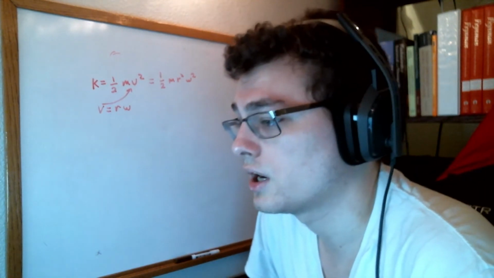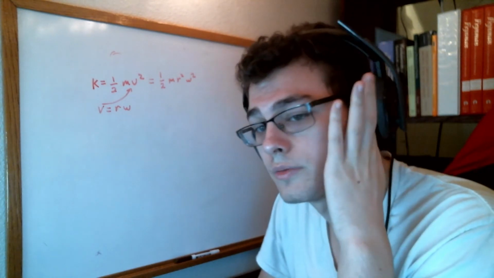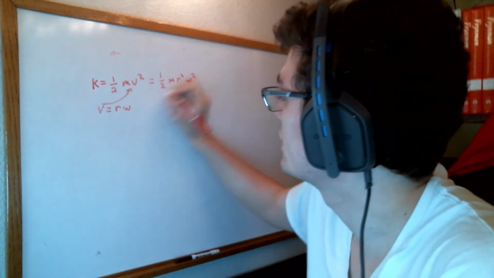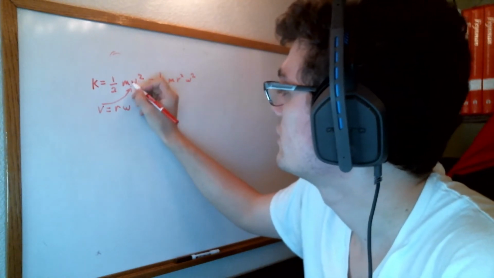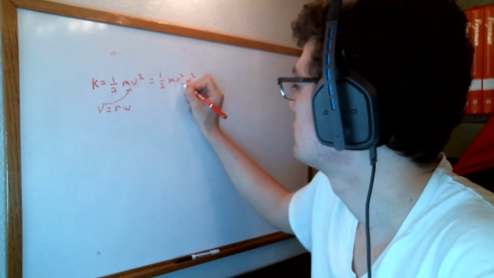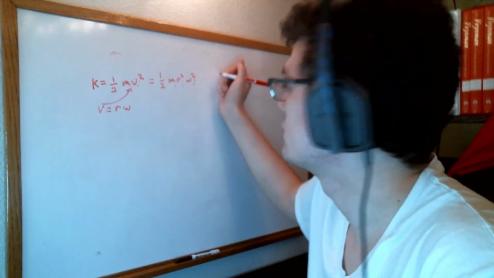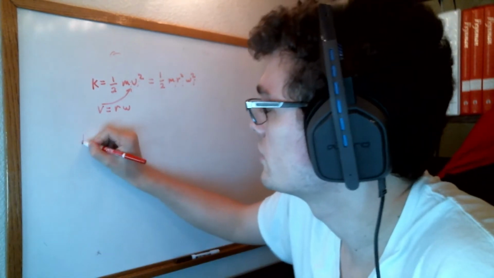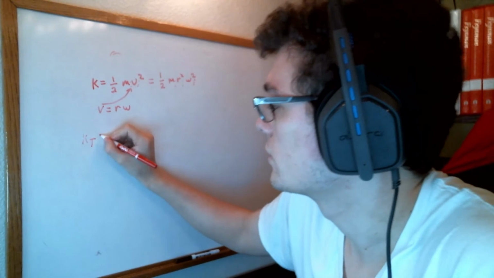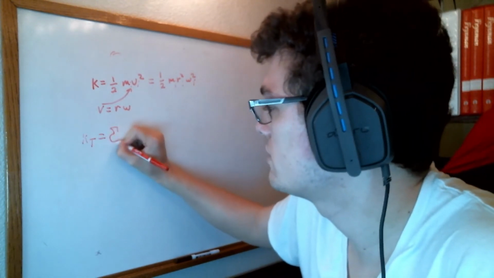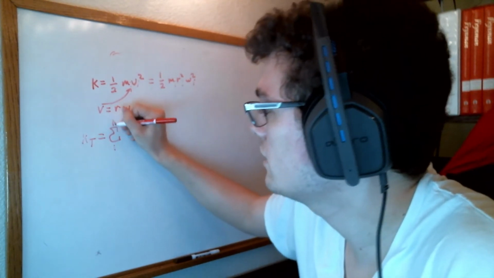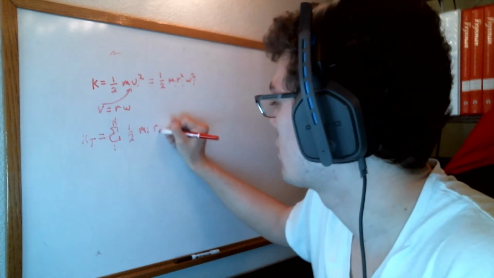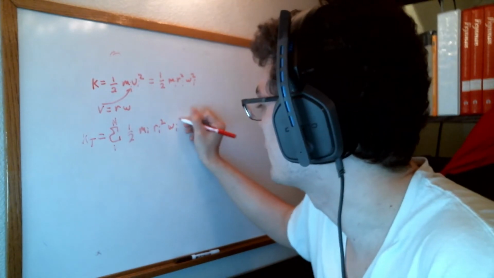Now there can be more than one object in a rotational system here. So we're going to have to detail this with i's, and we're going to have to eventually convert this into a sum. So K total, or K_T, is going to be equal to the sum from i to N of 1/2 m_i R_i squared omega_i squared.